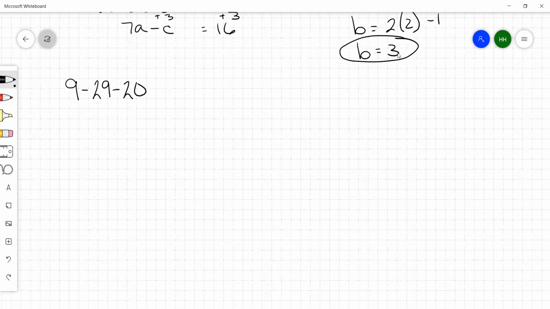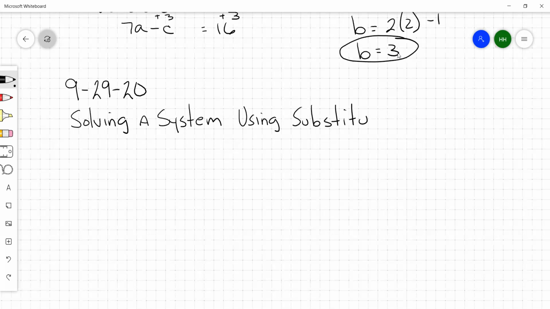All right, today we are going to talk about, I just want to show you, we're on another shortened class period, so we're going to be solving a system, and we're going to use substitution. Solving a system using substitution.